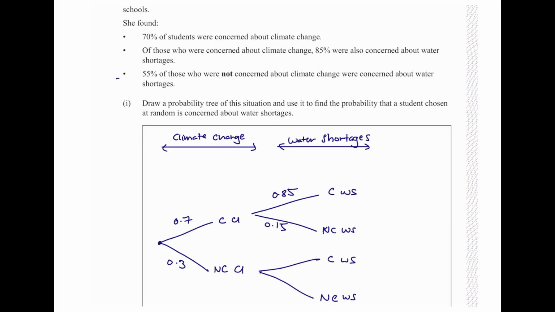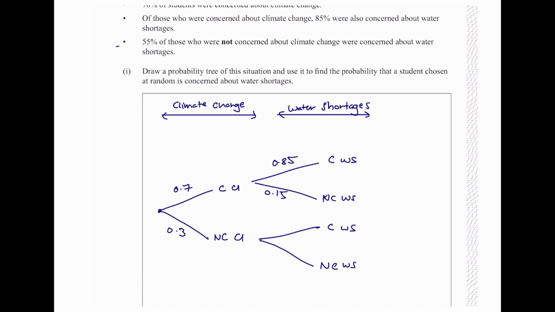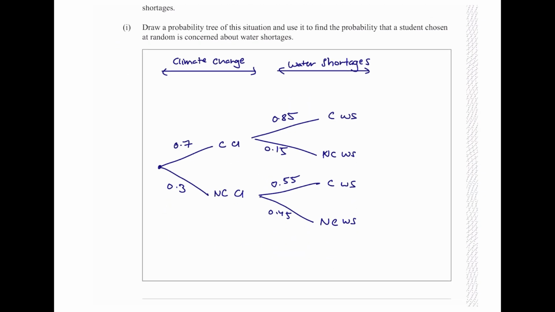Then look at our third bullet point. 55% of those who were not concerned, so we're looking down this branch here, were concerned about water shortages. So even though they don't care about climate change, they do care about water shortages. So then we just do 1 minus 0.55 to get that other branch, which is 0.45. So if you do this in your own time, just check that every single branch sums to 1. If it does, that means you're on the right track. So that's my probability tree.